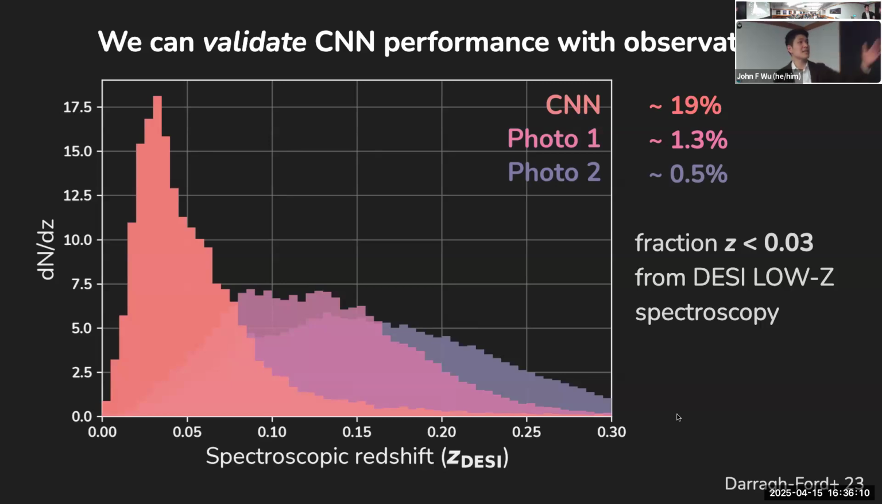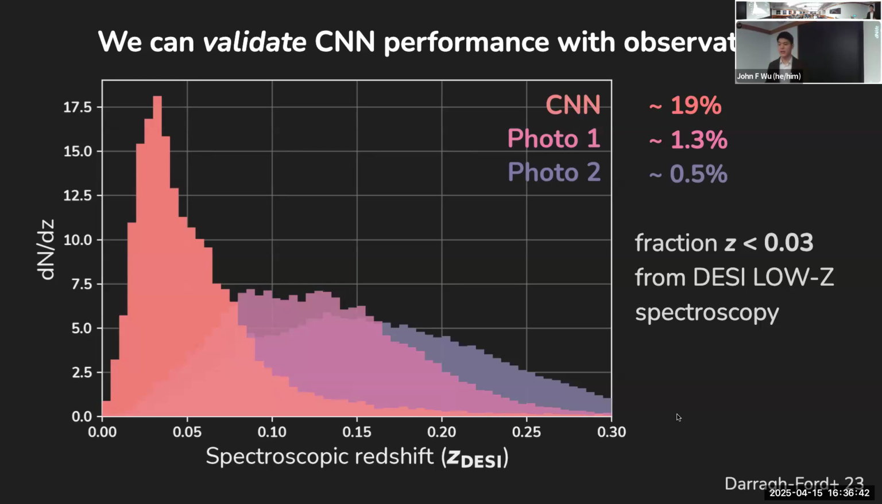What you see is that the photometric selection techniques are getting very low Z galaxies, in this case Z less than 0.03 is the cutoff we used, about 1% or less of the time. The CNN, meanwhile, is getting about 20% purity here. So 20% of the time, we're actually getting very low Z galaxies. And indeed, this histogram of the redshifts, as confirmed by DESI itself, shows that we are surpassing the previous photometric selections by an order of magnitude.